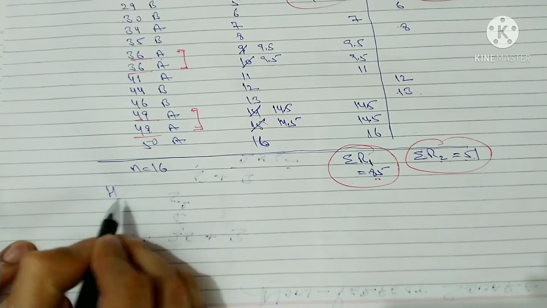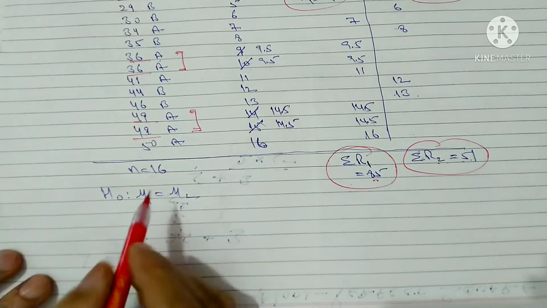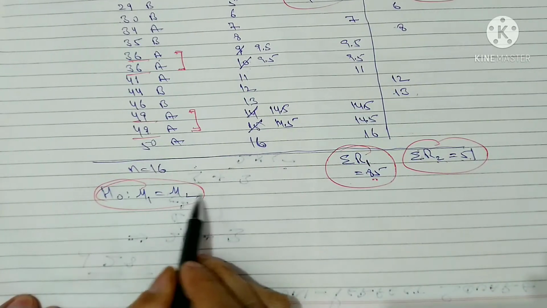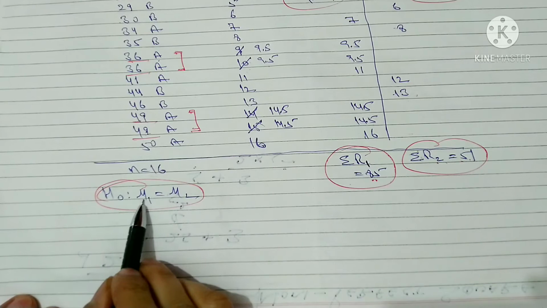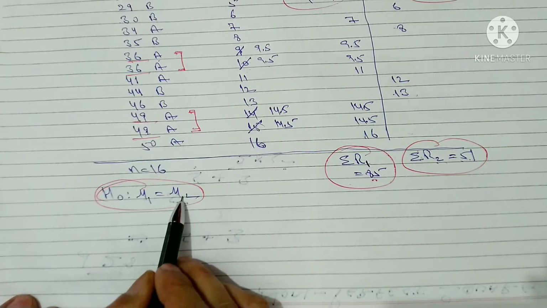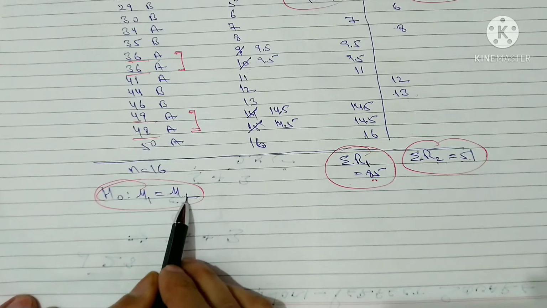Now take the null hypothesis H0 such that mu1 equals mu2, meaning there is no significant difference in the mean marks of the two groups. H0 is that the mean marks of both the groups are equal, meaning there is no significant difference in the mean marks of the two groups.